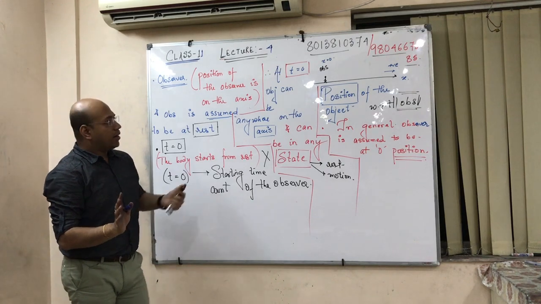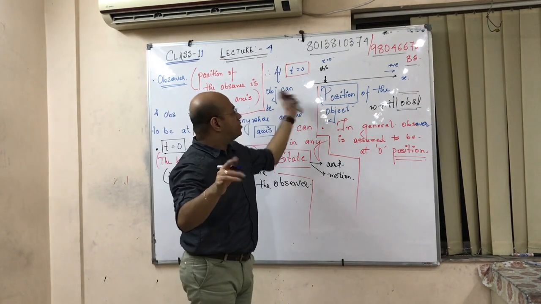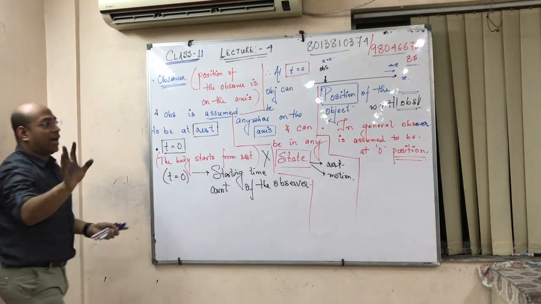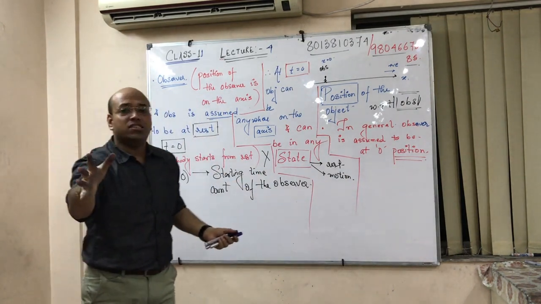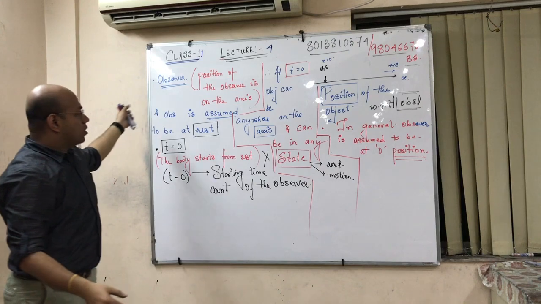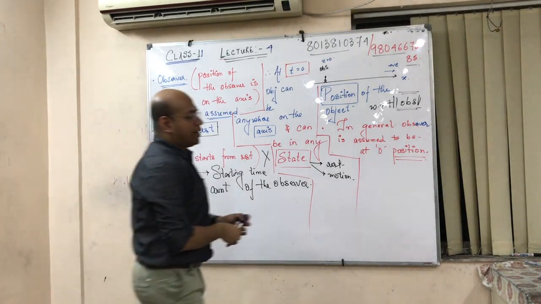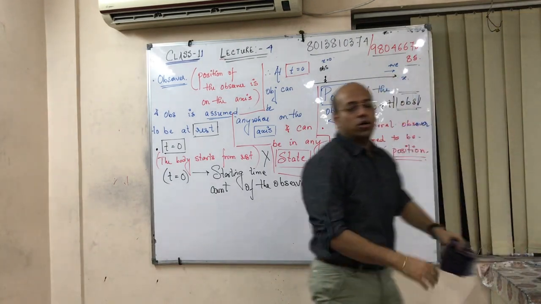Clear? So the object can be anywhere on the line and can be in any state. We will see it. So this is the first important point of motion in 1D. Then we shift to the next one.